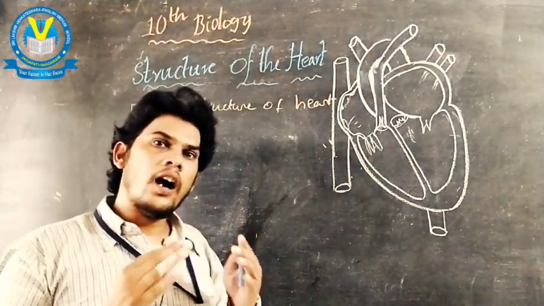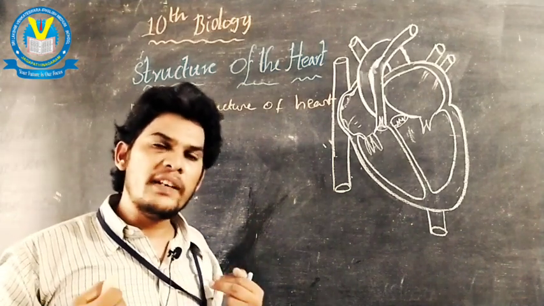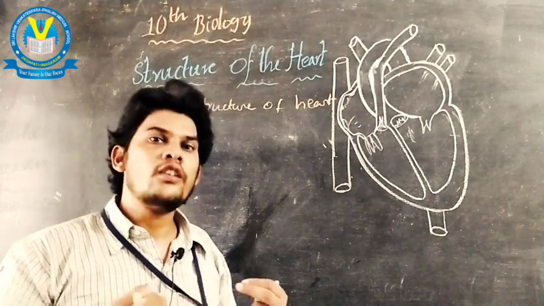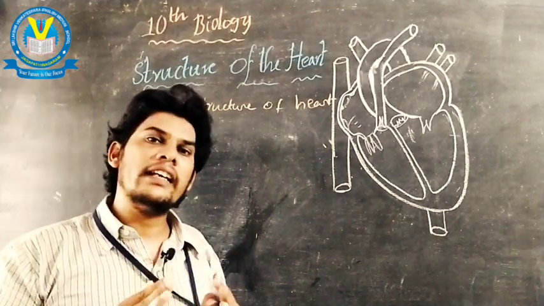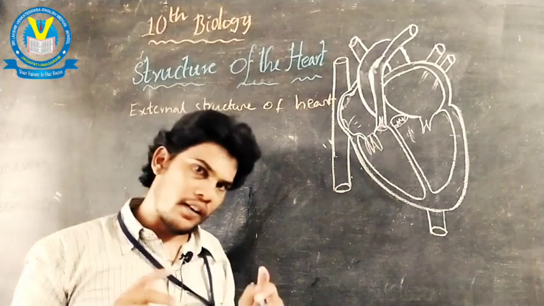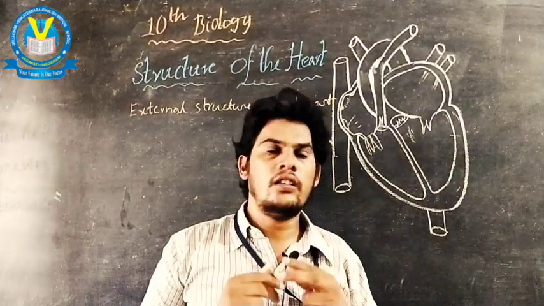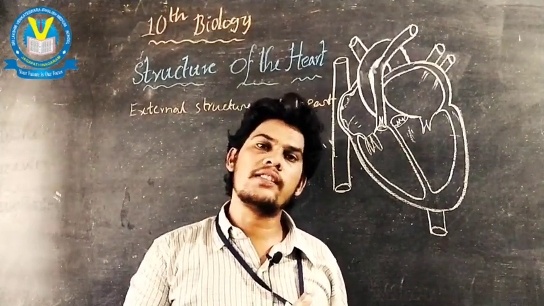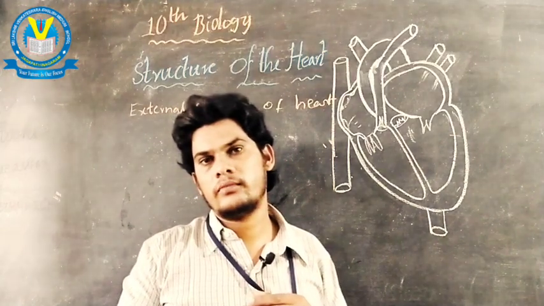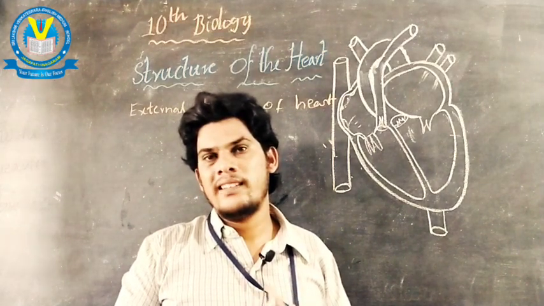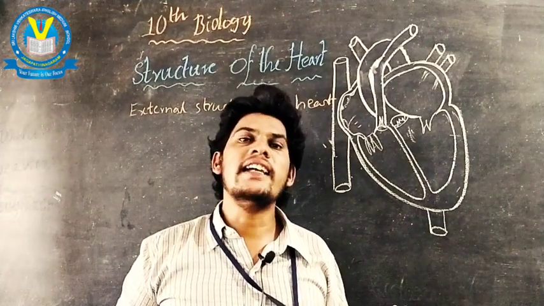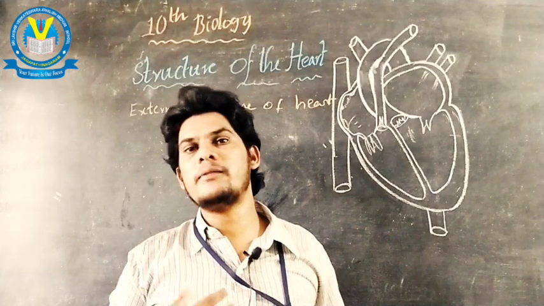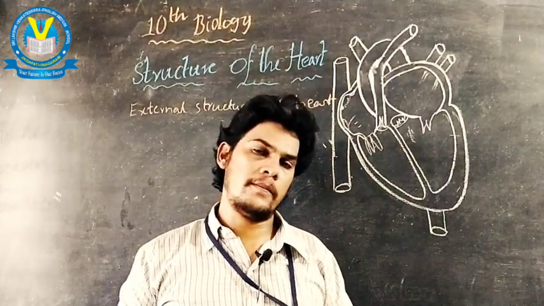Actually, the heart is located between the two lungs, slightly towards the left side. Are you clear? What is the first point? The heart is located between two lungs, slightly towards the left side. The heart is present inside the rib cage. We have ribs here, so the heart is protected by this rib cage.